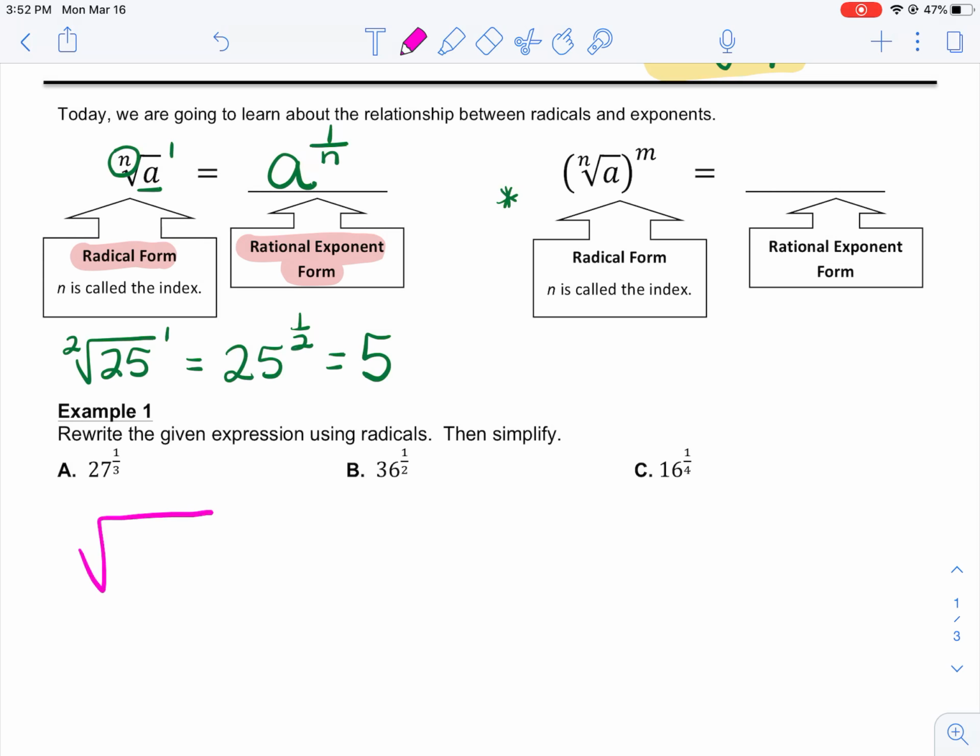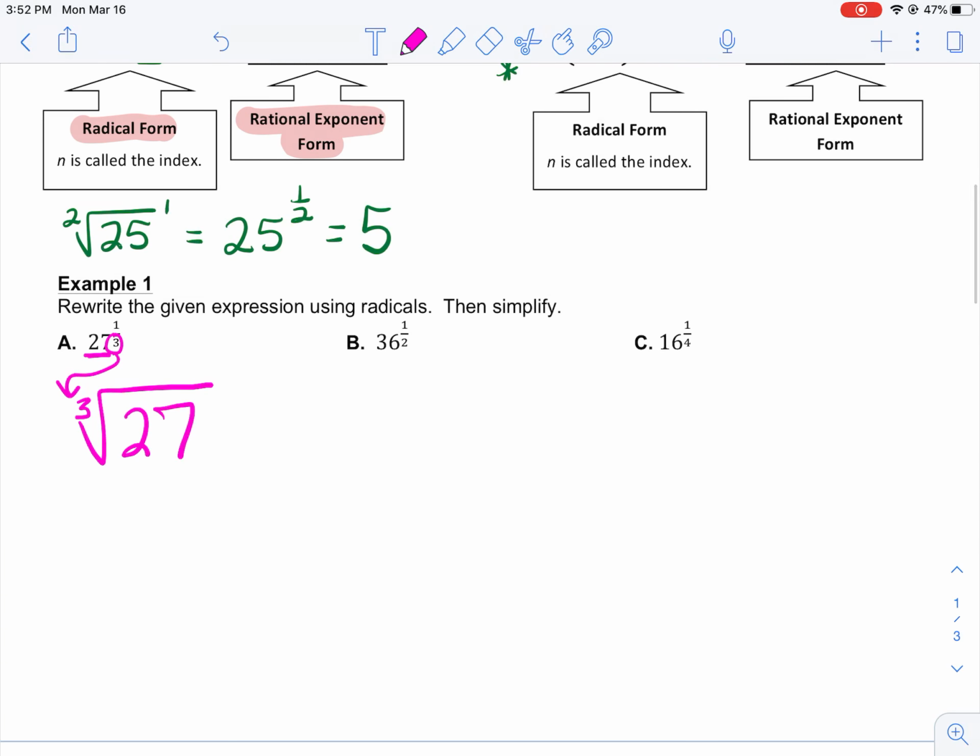So I'm going to put a radical, take the base of the exponent, and put that underneath my radical sign. And then this denominator becomes what we call the index. That's the number that goes in the nook. And then if the numerator is 1, you're done. You can think of this as raising it to the 1 power, but it's not going to affect anything. So 27 to the 1/3 power, we can simplify the cubed root of 27.